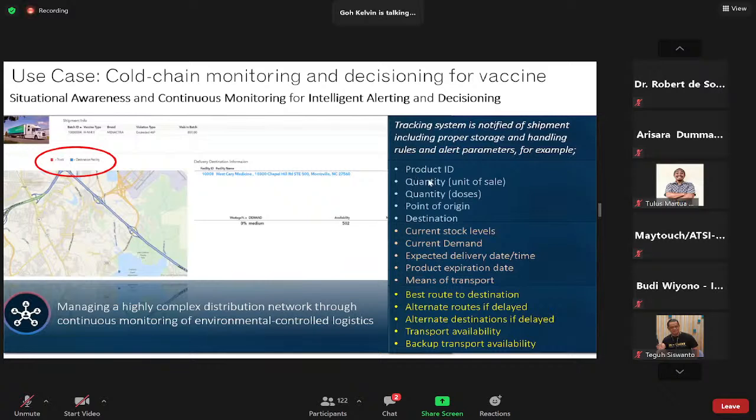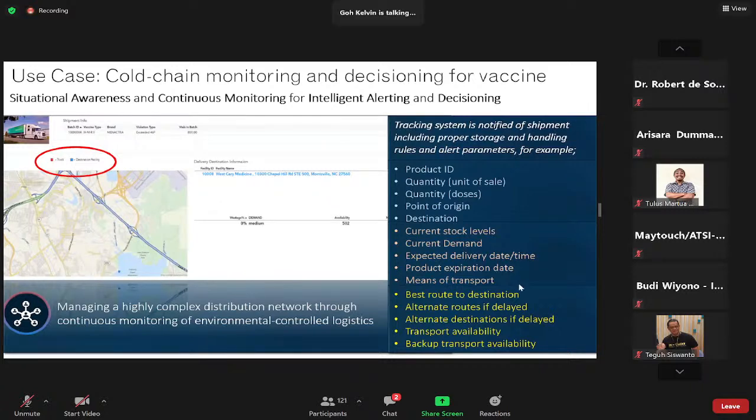The information captured in the first color here, the light blue font, is related to the package, the goods being delivered. It includes information like the product ID, the quantity, the number of dosages, and also the origin and its destination.